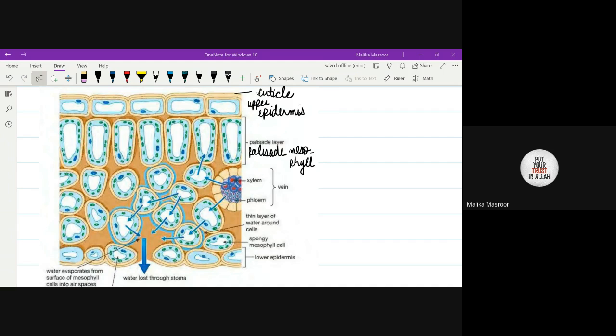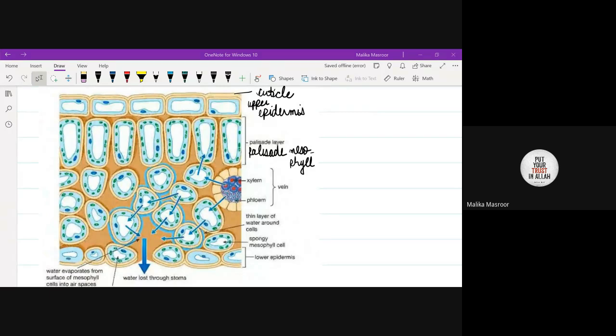The main function is gas exchange. That's why they have spaces between them. That's why it's called your spongy mesophyll layer. Spongy mesophyll cells are here. Yes, there are chloroplasts because it does perform photosynthesis, but the point is the main function is not performing photosynthesis. The main function is your exchange of gases.